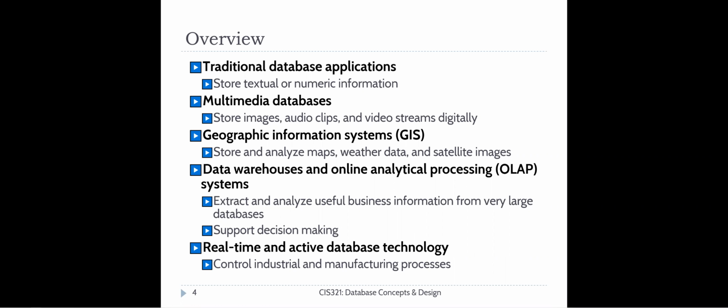Data warehouse and online analytical processing systems. These are located in big companies and corporations, where we have a very big database that saves a lot of information, and based on these databases we can reach decisions. For example, I can get back the sales that we had last year, and after that I can make a decision about what we will do in the coming year. So that kind of data is in big companies and organizations. We also have real-time and active database technology, which controls industrial and manufacturing processes.